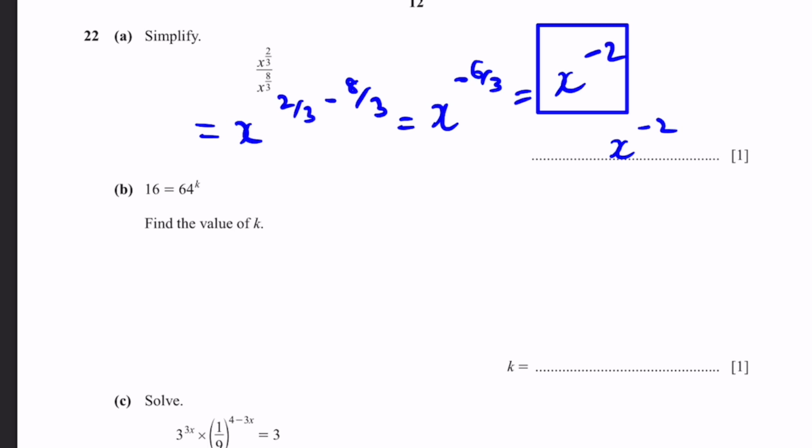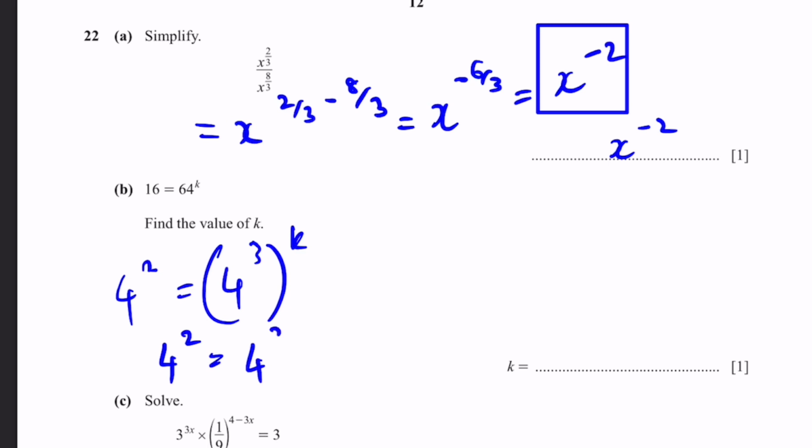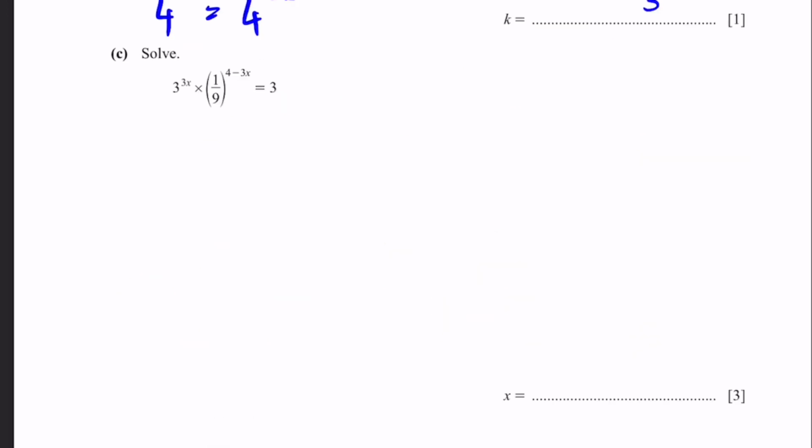B. 16 equals 64 to the power k. Find the value of k. 16 is equal to 4 squared, and that will be equal to 4 cubed whole to the power k, since 64 is equal to 4 cubed. So 4 squared is equal to 4 to the power 3k. 2 is equal to 3k, and k is equal to 2 by 3. That's the answer.